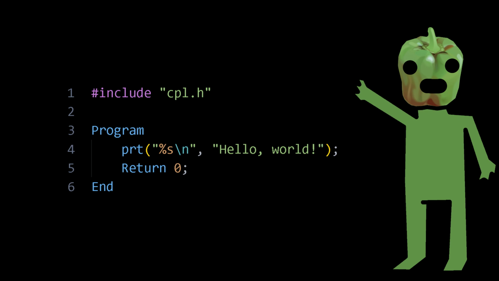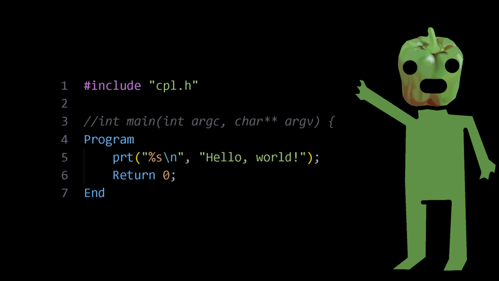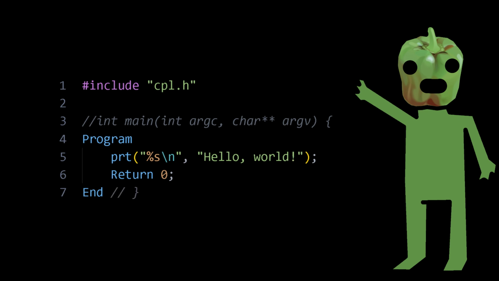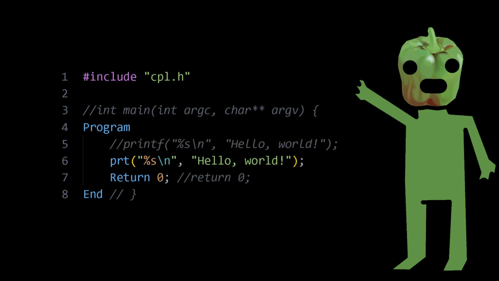Back in our Hello World program, we use the program keyword, which expands to int main, int argc, char **argv, open bracket. The program section ends with the end keyword, which expands to close bracket. PRT expands to printf and return to return.